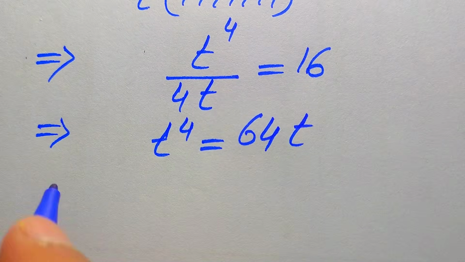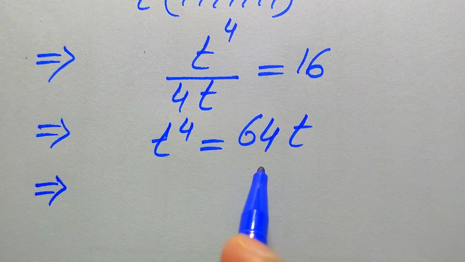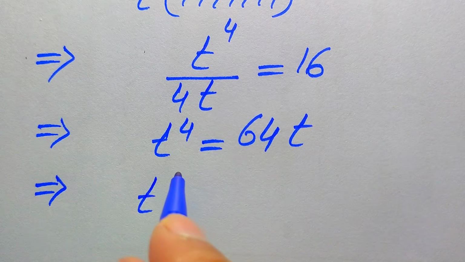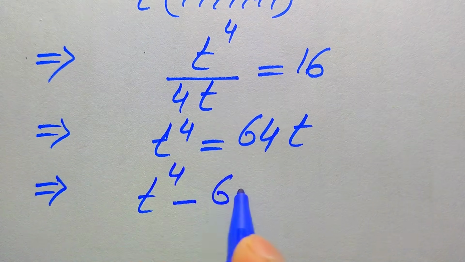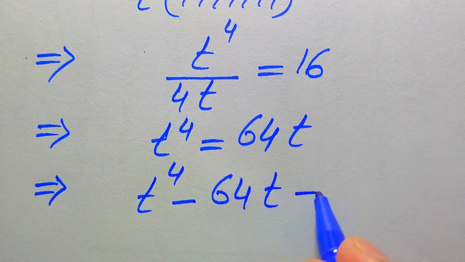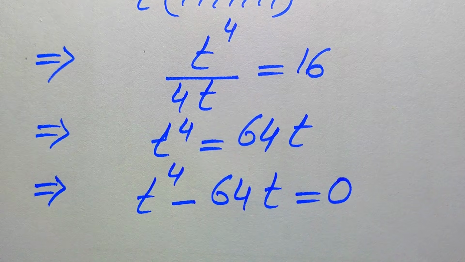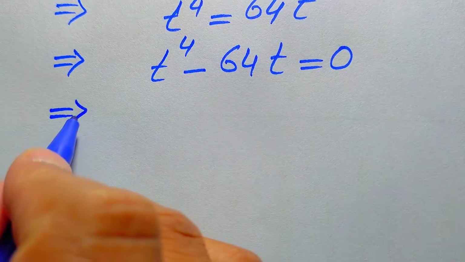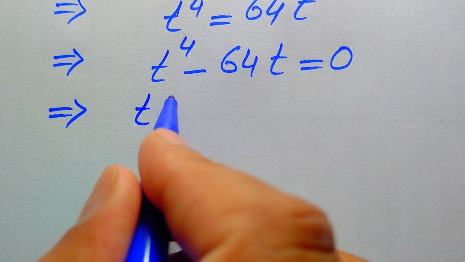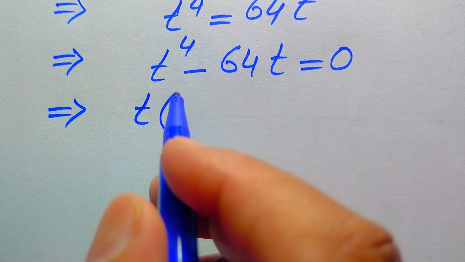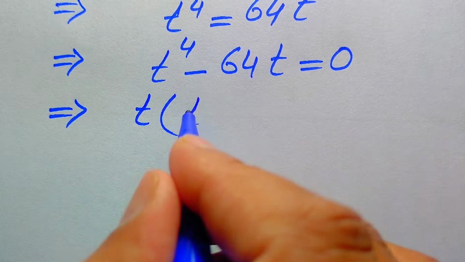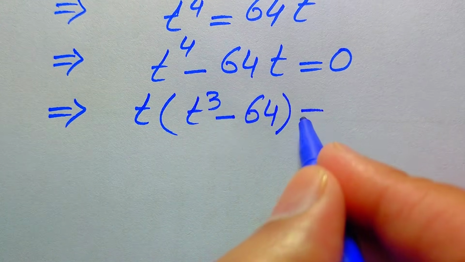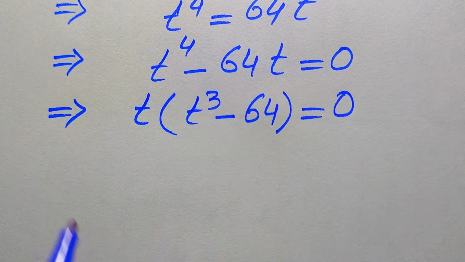And now further in the next step, we move all the terms from the right hand side to the left hand side, and it will be written as t to the power of 4 minus 64 times t, and this whole equation is equal to 0. And now you see here both of these two terms involve t, so we have t as a common factor. When we take common t, the remaining values are, from here we get t cubed minus, from here we get 64, and this whole equation is equal to 0.